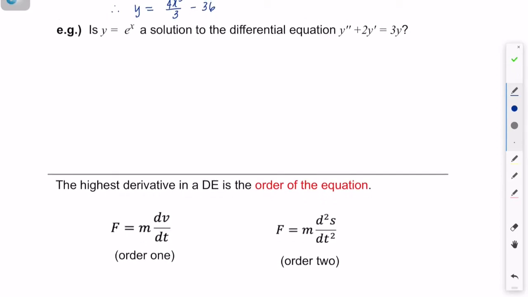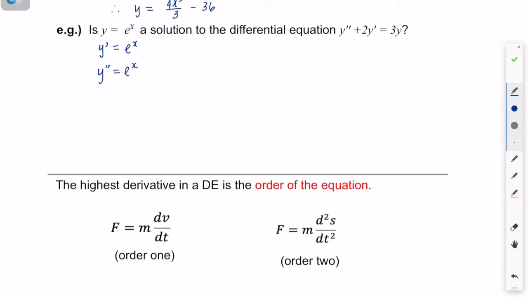So here's another question. Is y equals e to the power of x a solution to the differential equation y double prime plus 2y prime equals 3y? Well, we can verify this by separating left side and right side of that differential equation and substituting the appropriate derivative of y, either the first or second derivative, right? And then prove left side is equal to right side. Well, given that y is equal to e to the x, what is y prime? e to the x. What is y double prime? Also e to the x.